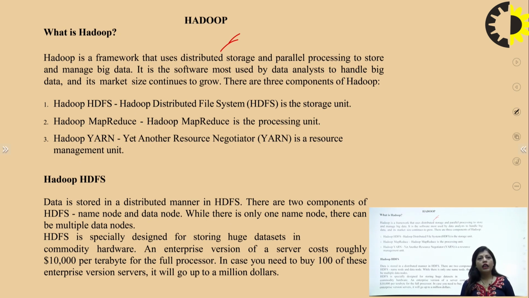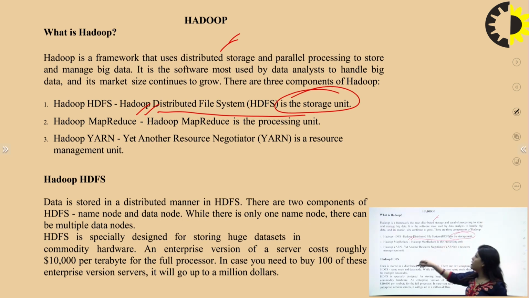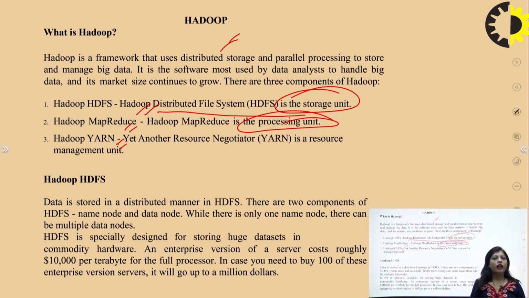There are three components of Hadoop. First is the Hadoop file system, HDFS. Hadoop HDFS means Hadoop Distributed File System, which is called the storage unit. The second component is Hadoop MapReduce. In MapReduce we process the data, so it is called the processing unit. The third component is Hadoop YARN. YARN stands for Yet Another Resource Negotiator, which is called the resource management unit. All the resources of the data are managed by Hadoop YARN.